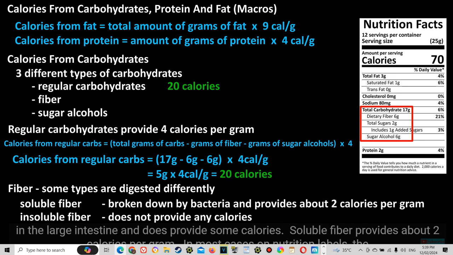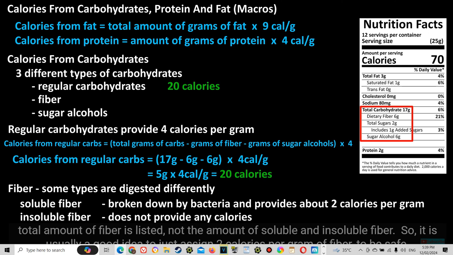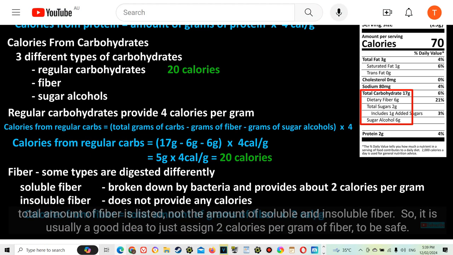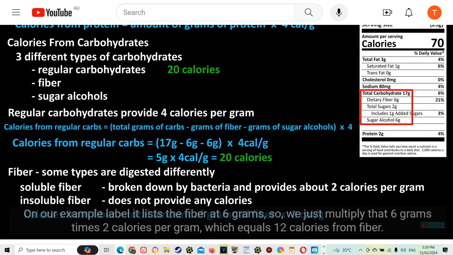In most cases on nutrition labels, the total amount of fiber is listed, not the amount of soluble and insoluble fiber. So it's usually a good idea to just assign 2 calories per gram of fiber to be safe. On our example label, it lists the fiber at 6 grams. So we just multiply that 6 grams times 2 calories per gram, which equals 12 calories from fiber.